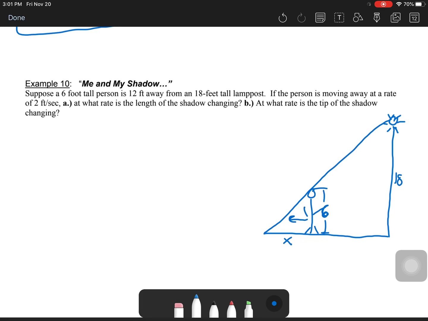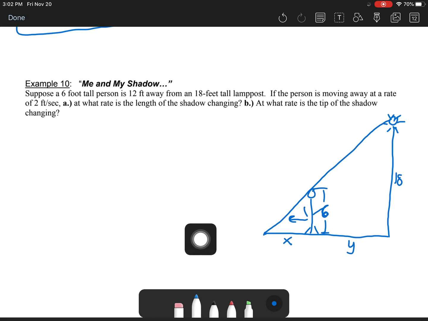All right, so we've got some changing variables here. Wherever his shadow ends down here, from the person to wherever his shadow ends, that's really the length of the shadow. So when they ask at what rate is the length of the shadow changing, I'm going to call that length x, and then as he's walking we'll have a dx/dt, because that's the rate at which the shadow itself is changing. There's another piece in here, from the person back to the lamppost, that I'm going to call y.